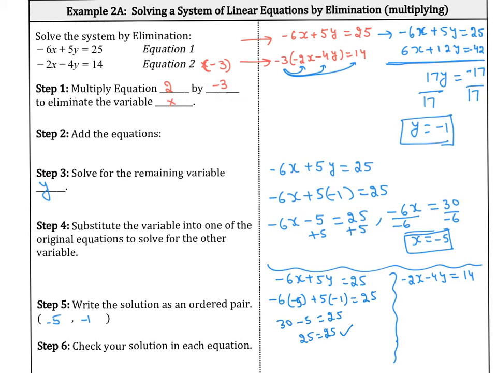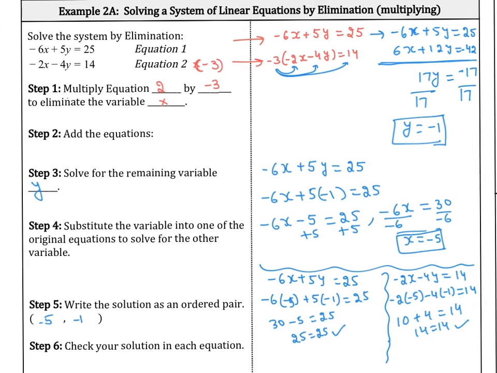For the next one, again use x as negative 5, minus 4 times negative 1, equals 14, and see if the two sides are equal. Negative 2 times negative 5 is 10, plus 4 equals 14, so 14 equals 14. Our checking part is complete, and you have solved the system for x and y.